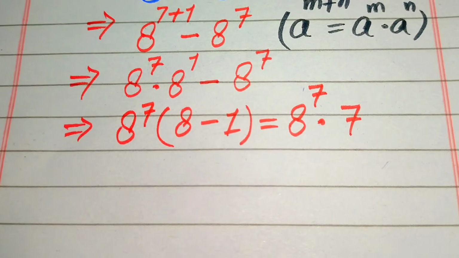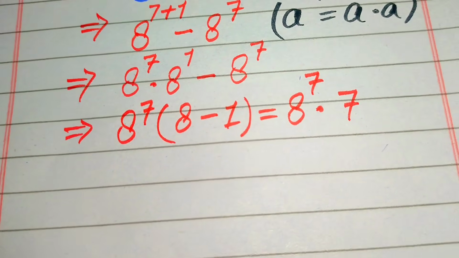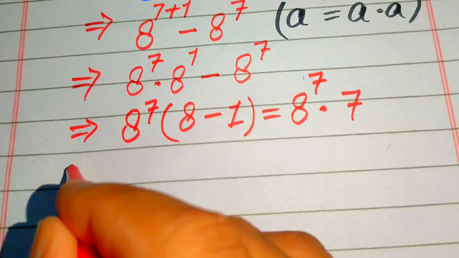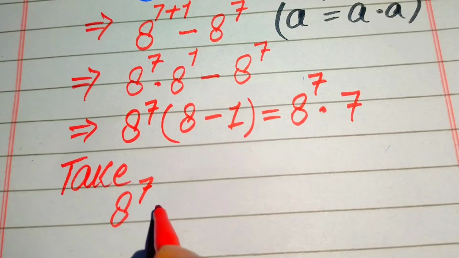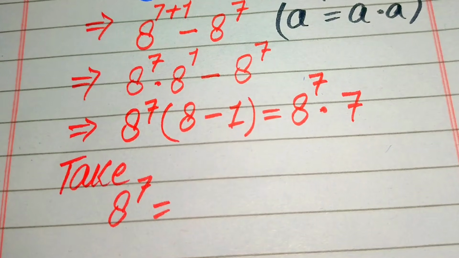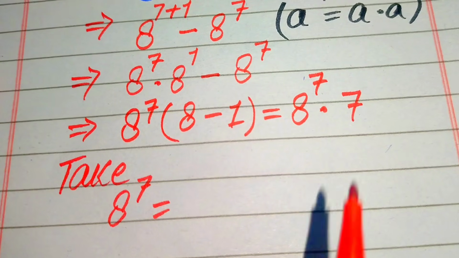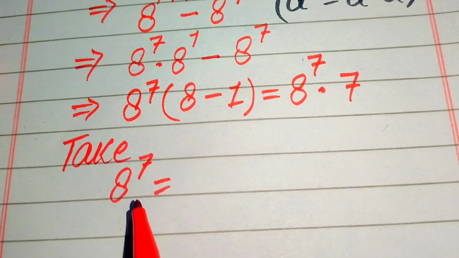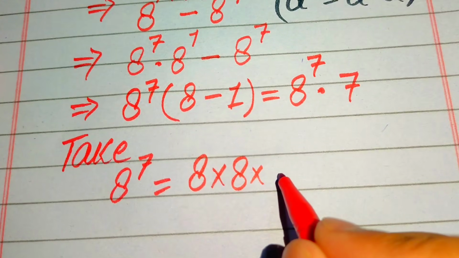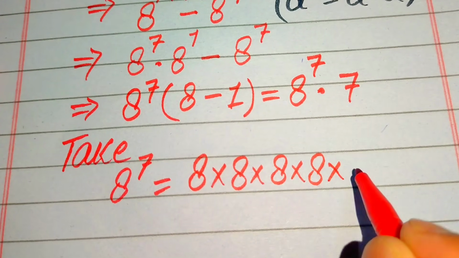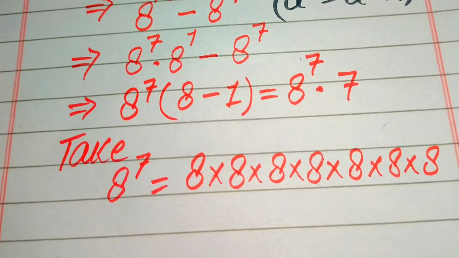So here our next target is to get the value of 8 to the power of 7. For this we take only the term 8 to the power of 7. First we find the value of this term, and then we move backward and substitute this value here, and we get our final answer. You know that 8 to the power of 7 means that we multiply 8 with 8 seven times in this pattern. Okay, this is 8 multiplied by 8.